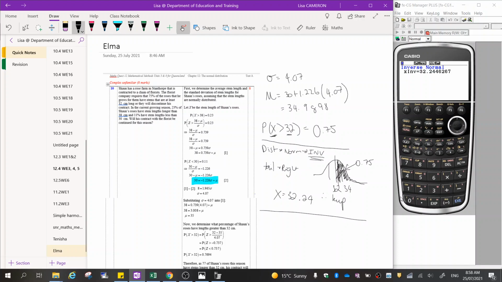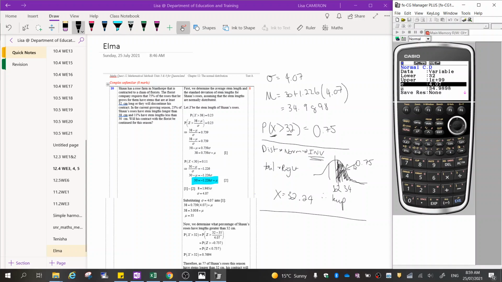Now, their way of doing it is to test it using your other claim. So distribution, normal, inverse normal. Nope, inverse normal is what we used last time. Okay, so it's not that one. Distribution, normal, NCD. This is what they've tested. So they've said that the lowest is 32. Execute. The next one is going up to infinity. Execute. Standard deviation is the same. The mean is the same.